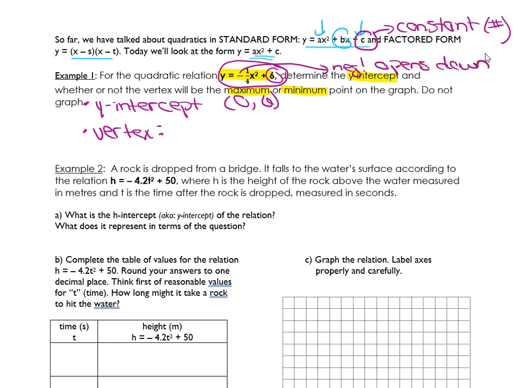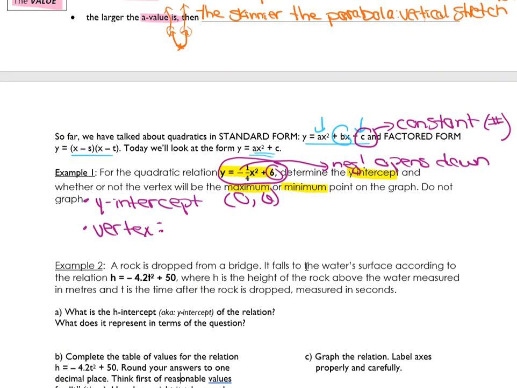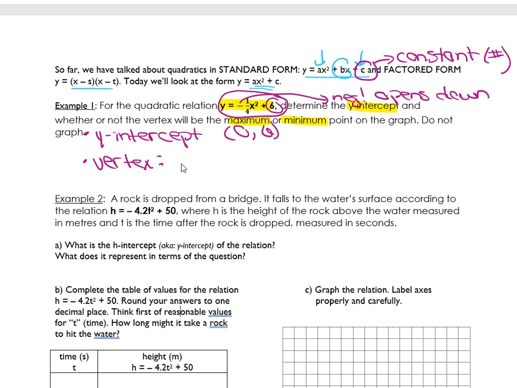So if it opens down, is the vertex a maximum or a minimum? Remember we talked about that here? So if the parabola opens down, the vertex is at the top. If the vertex is at the top, then we're talking about a maximum. So vertex is a maximum since the parabola opens down.